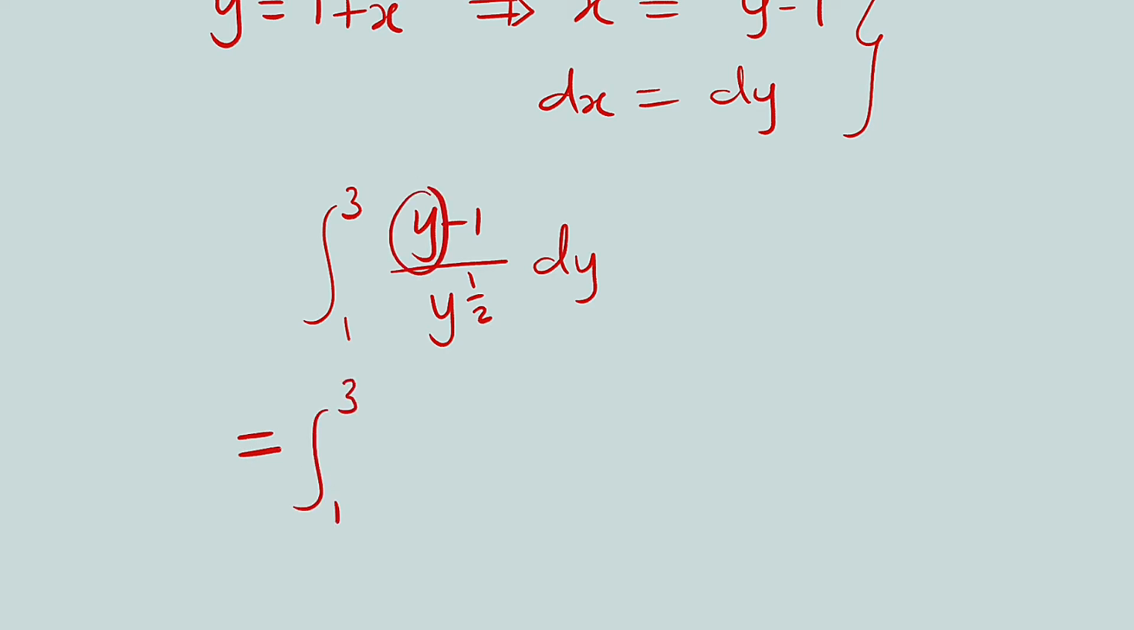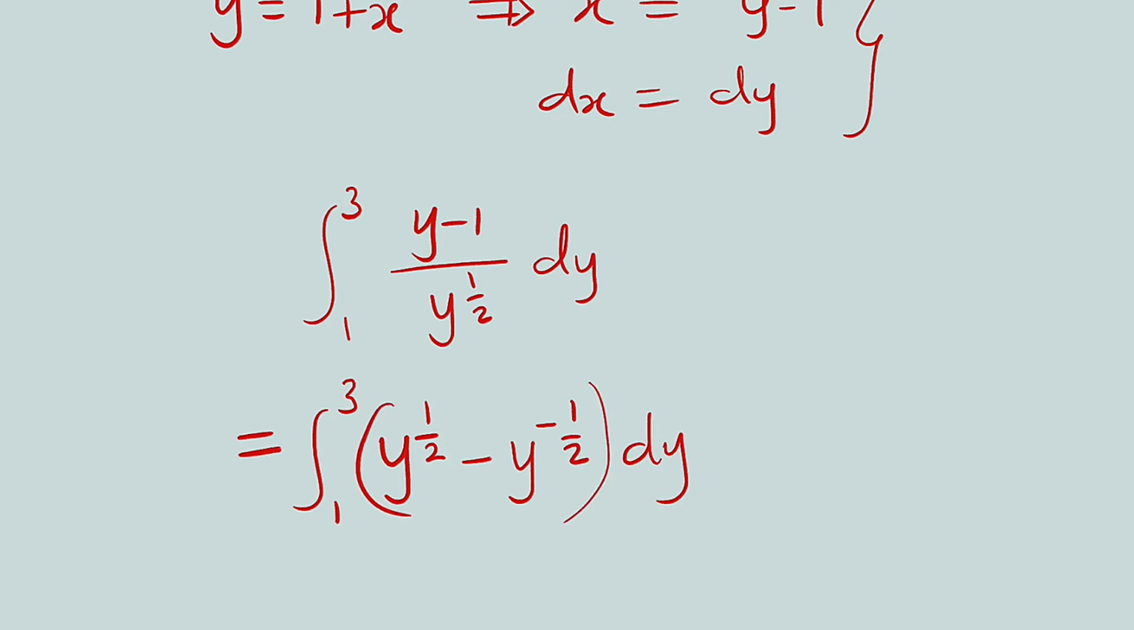This is equal to the integral from 1 to 3. y divided by y to the power of 1 over 2 is the same thing as y to the power of 1 over 2. So we have y to the power of 1 over 2, then minus 1 divided by y to the power of 1 over 2, which is the same thing as y to the power of negative 1 over 2, dy.